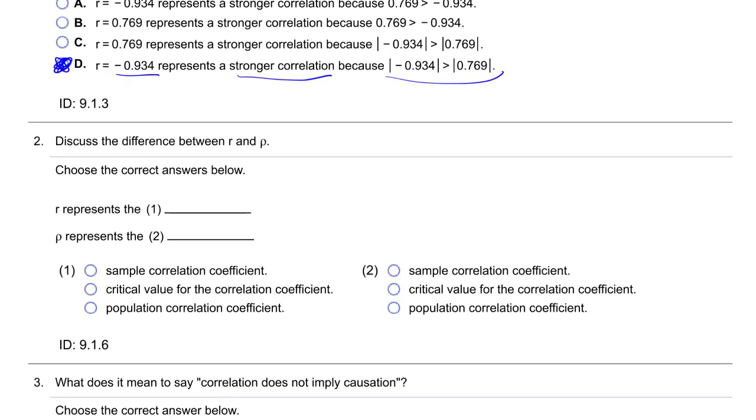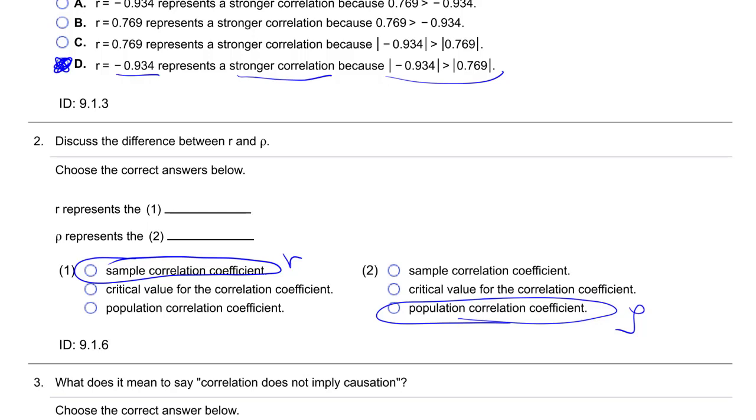All right. Discuss the difference between R and rho. So R represents the sample correlation coefficient, while rho represents the population correlation coefficient. Okay, so we're trying to use R to give us information about rho. Just like we were using X bar to try and give us information about mu, the sample thing giving us information about the population item.